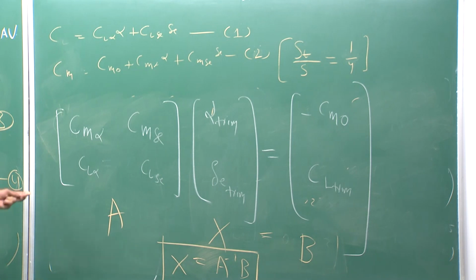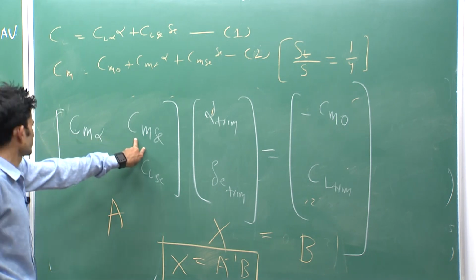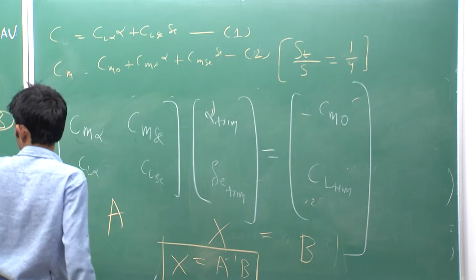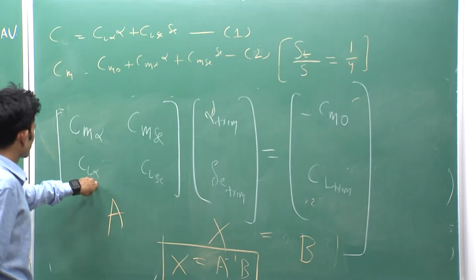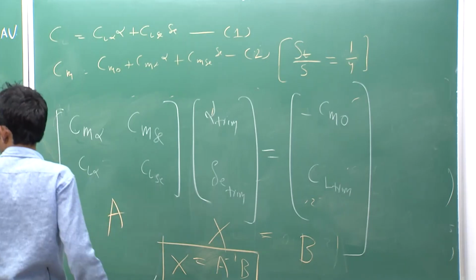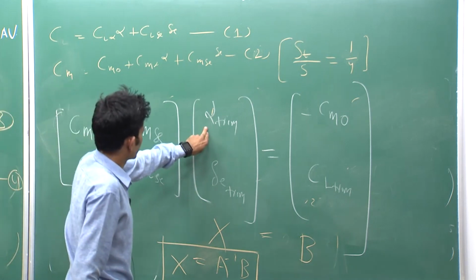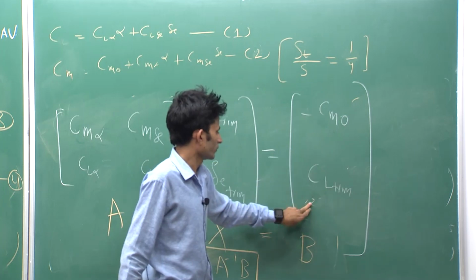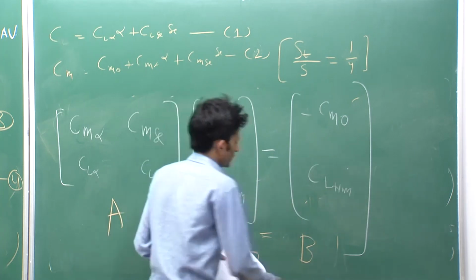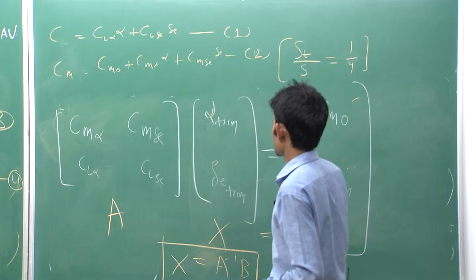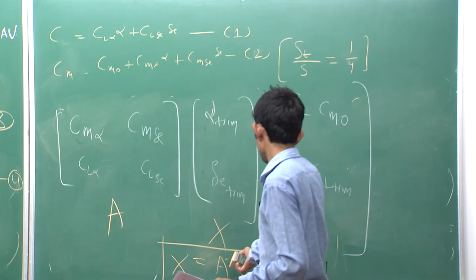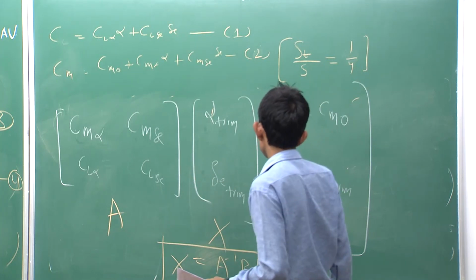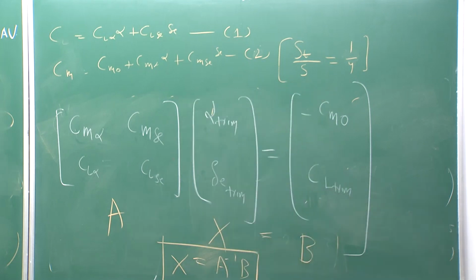So in this equation you already know Cm alpha, Cm delta E, which we found just before. CL alpha you know, CL delta E we found just before. Alpha trim, delta E trim we want. Cm naught we know, CL trim we know. So put all the values in this matrix, take the A inverse, multiply by the B matrix, and you will get the answer.